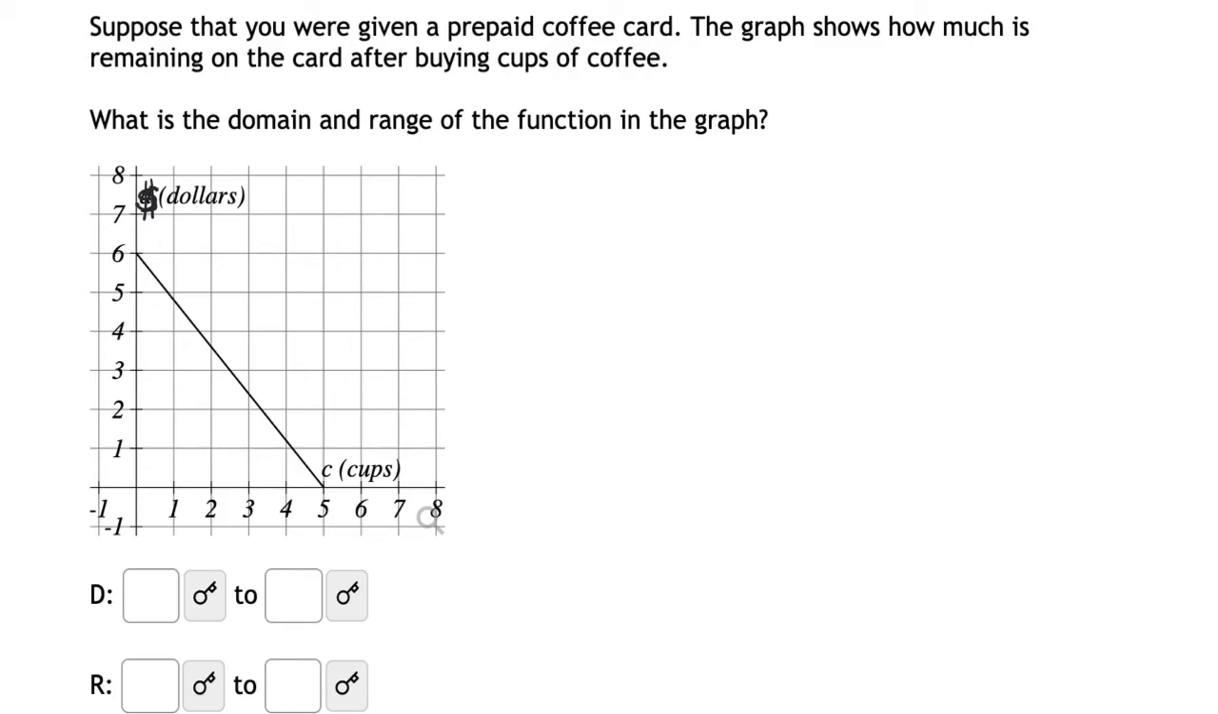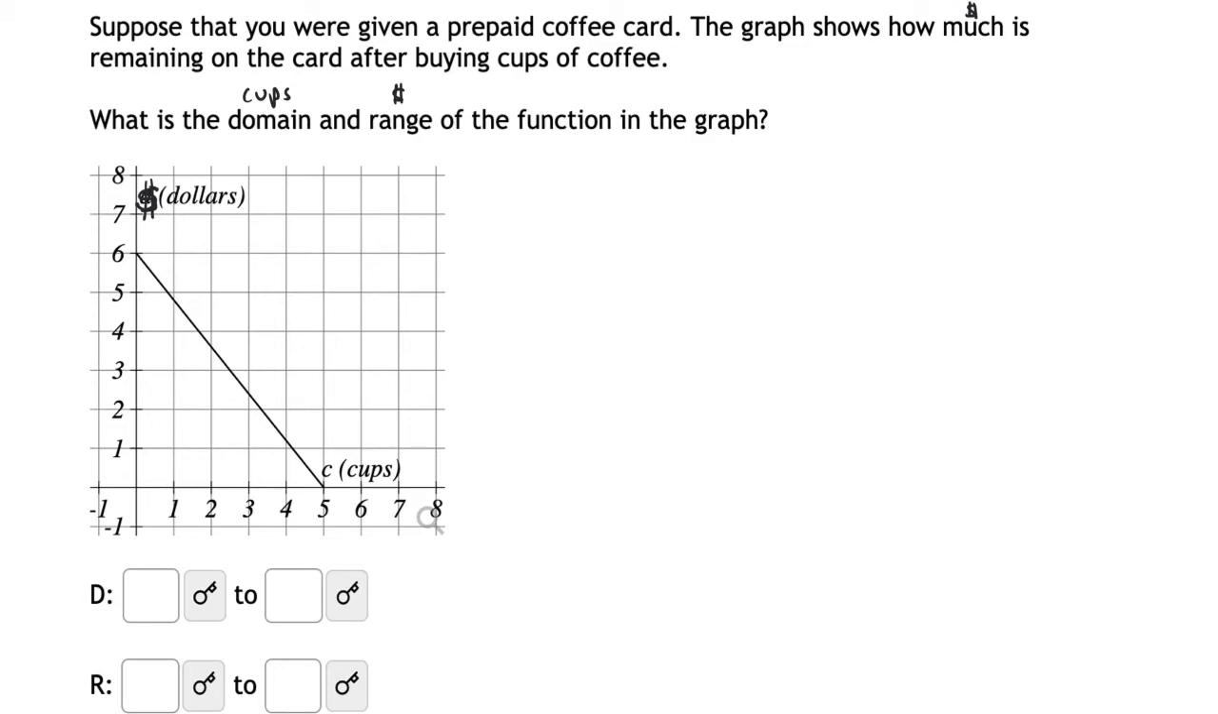Suppose you were given a prepaid coffee card. The graph shows how much money is remaining on the card after buying cups of coffee. So we're trying to figure out the domain. The domain again is the input, so that would be cups. And the range is the output, and so that is dollars.